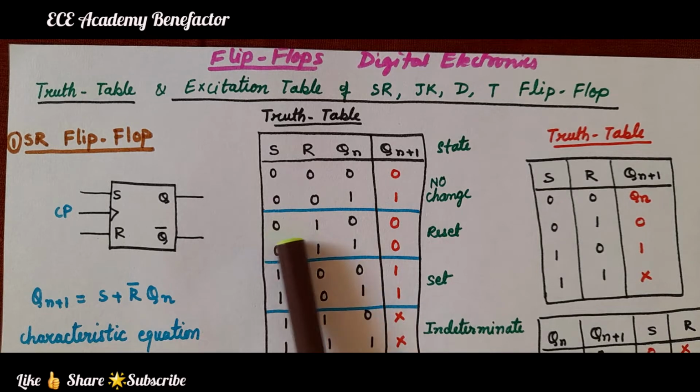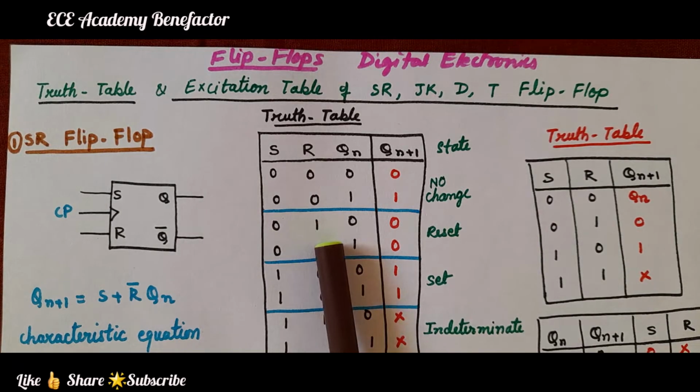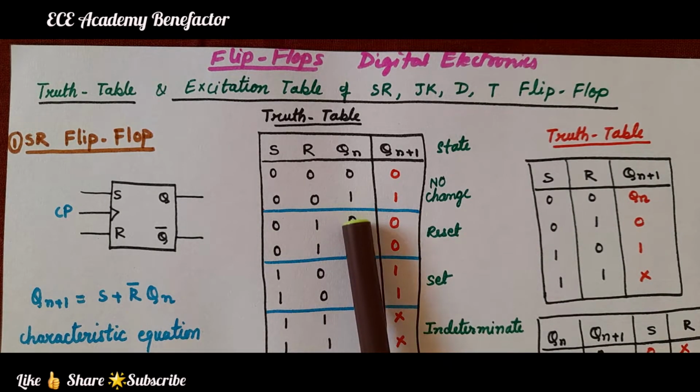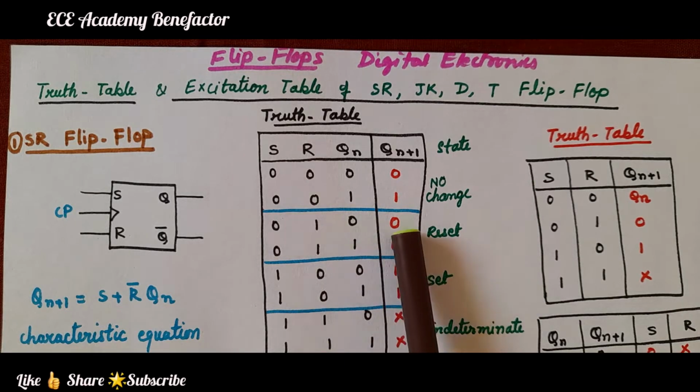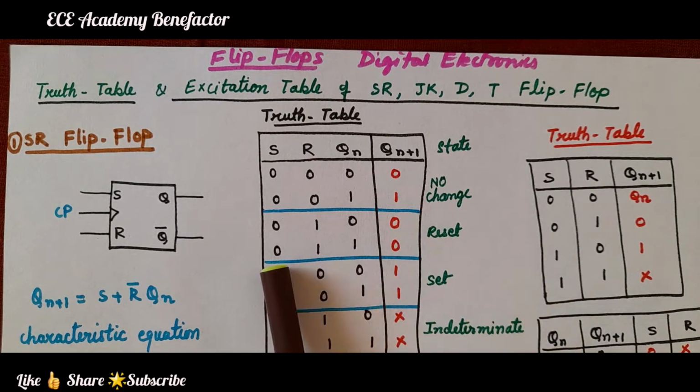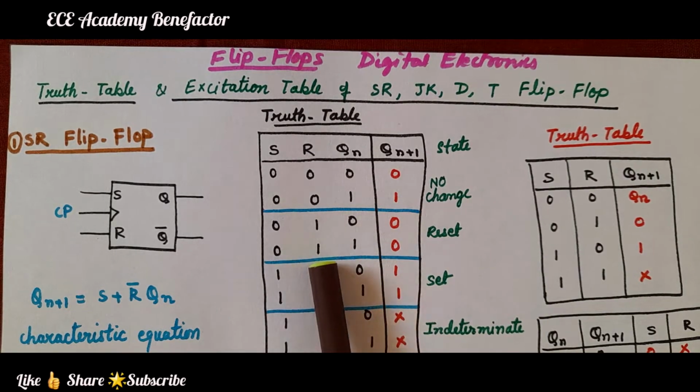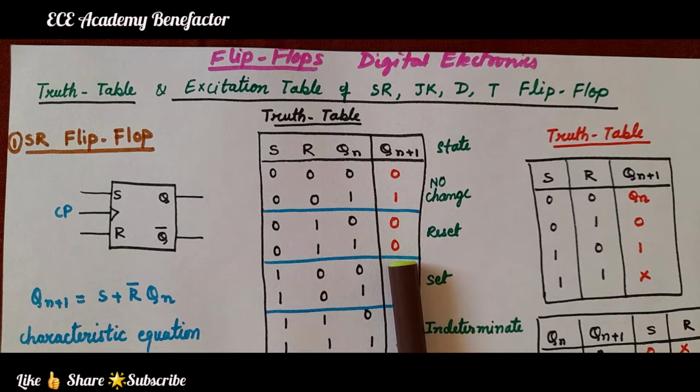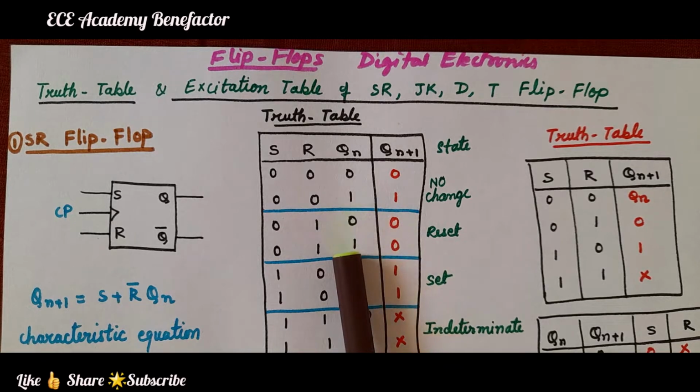For the next stage, when S is 0 and R is 1, this is known as reset state. Irrespective of Qn, the output will be 0. When S is 0, R is 1, it becomes reset state. The Qn plus 1 will become 0. It does not depend on Qn.